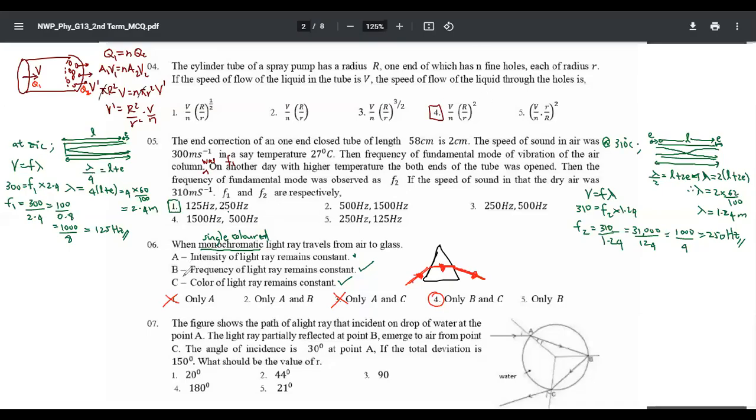Now, there's no question about B and C, people. Frequency of light remains constant. Wait. So first of all, let's finish the seventh one. I will come back to this, so that I can manage the space.